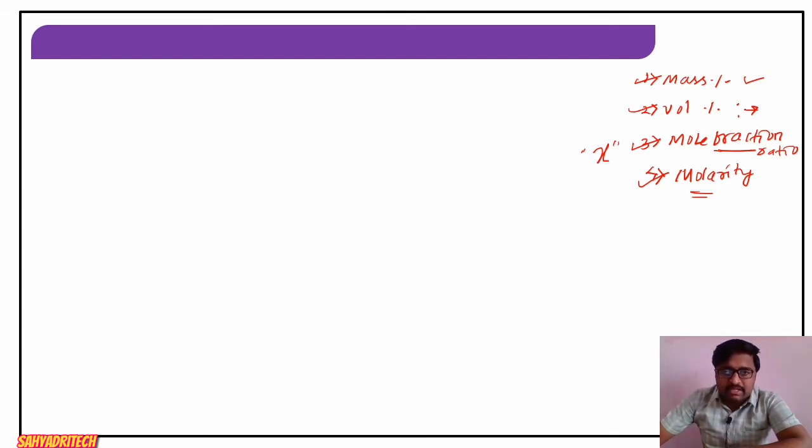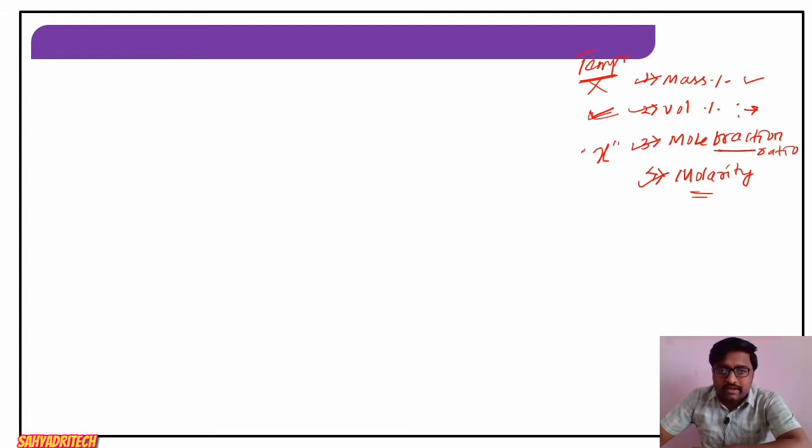Mass percent is a temperature independent concentration term, which means it doesn't depend on the temperature. Mass is independent of temperature, therefore we say mass percent is temperature independent. Volume percent, yes, it is dependent. Volume depends on temperature, therefore we say volume percent, as a concentration term, also depends on the temperature.